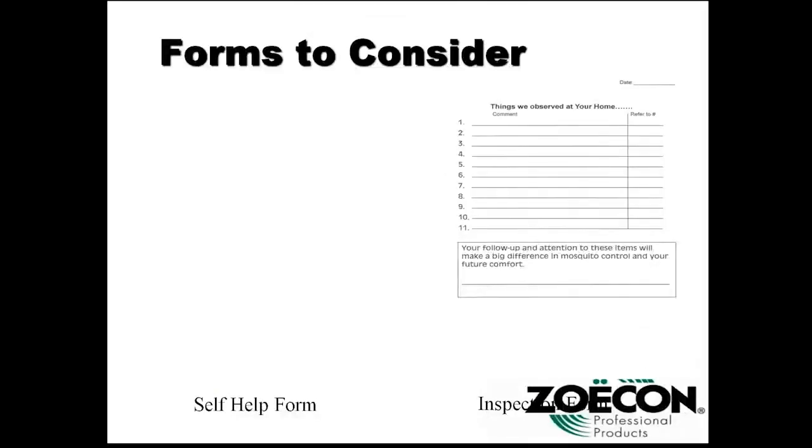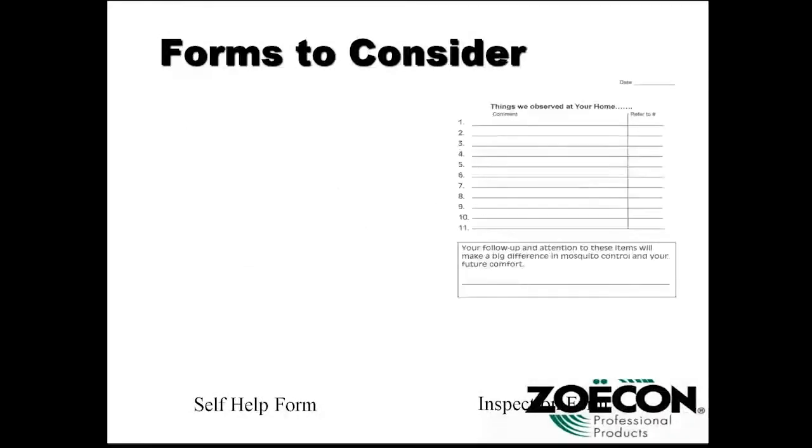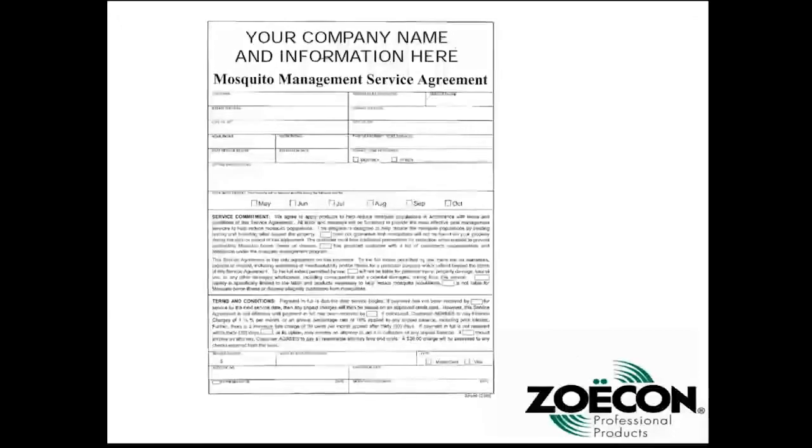We have some sample forms with recommendations, things you observe around the home, a self-help form, and an inspection form. An inspection form, whenever you do any of these type jobs, note what you see and where you see it and what the customer can do to help you out. The big thing is the Mosquito Management Service Agreement. It's best to run off a separate agreement. You can talk to your own legal or get in touch with the MPMA. They have mosquito management service agreements that you can take a look at, borrow from, and study.